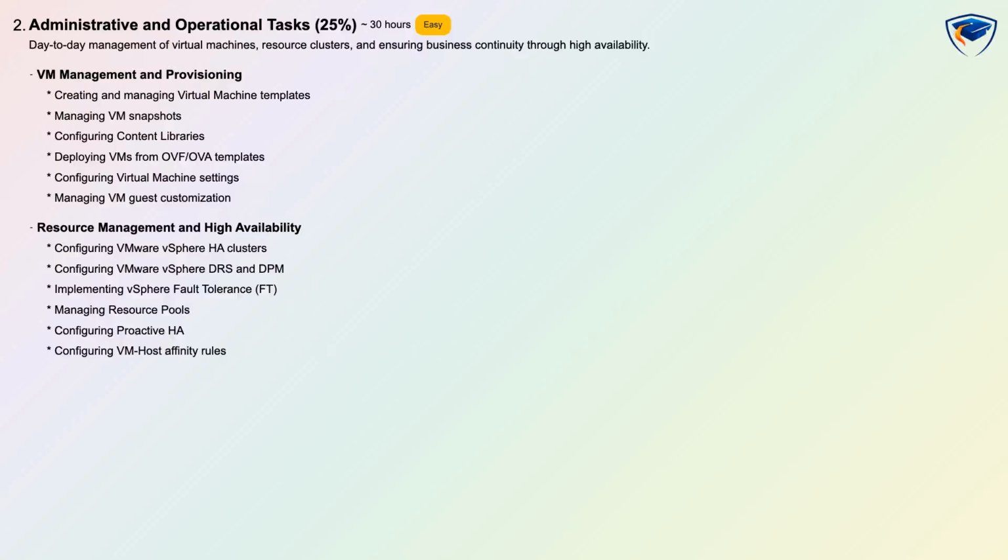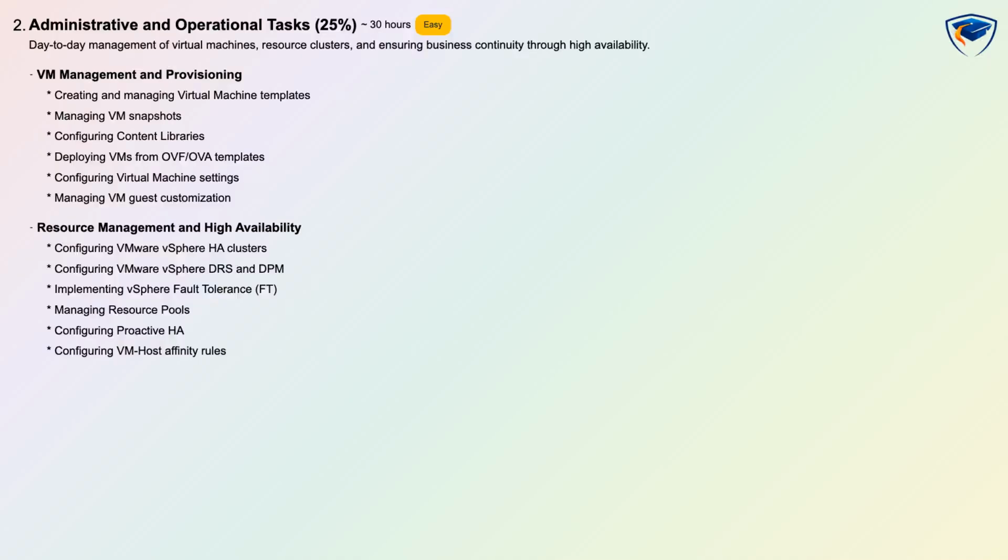Administrative and operational tasks is 25% of the exam, considered easy, with about 30 hours of study and scenario-based assessments. You will master virtual machine lifecycle tasks such as creating and deploying VM templates, managing snapshots, using content libraries, and deploying VMs from OVF and OVA files while handling guest customization.